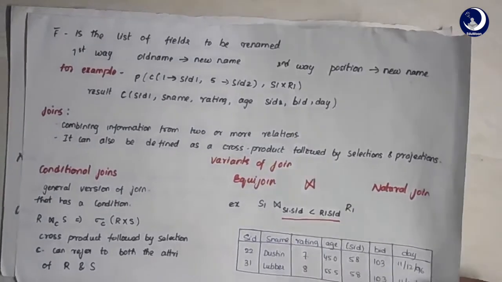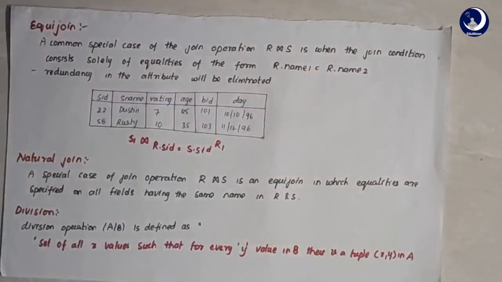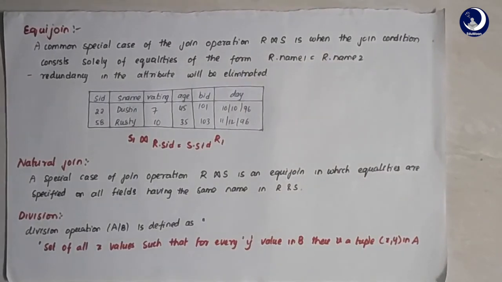Let's look at equijoin. Equijoin is a common and special case of the join operator. R join S is an equijoin when the join condition consists solely of equalities of the form R.name1 is equal to S.name2. Simply, instead of a general condition, we have equal to. If any field is equal to any other field in another instance, we call that an equijoin. It is generally used for removing the redundancies in the tables.